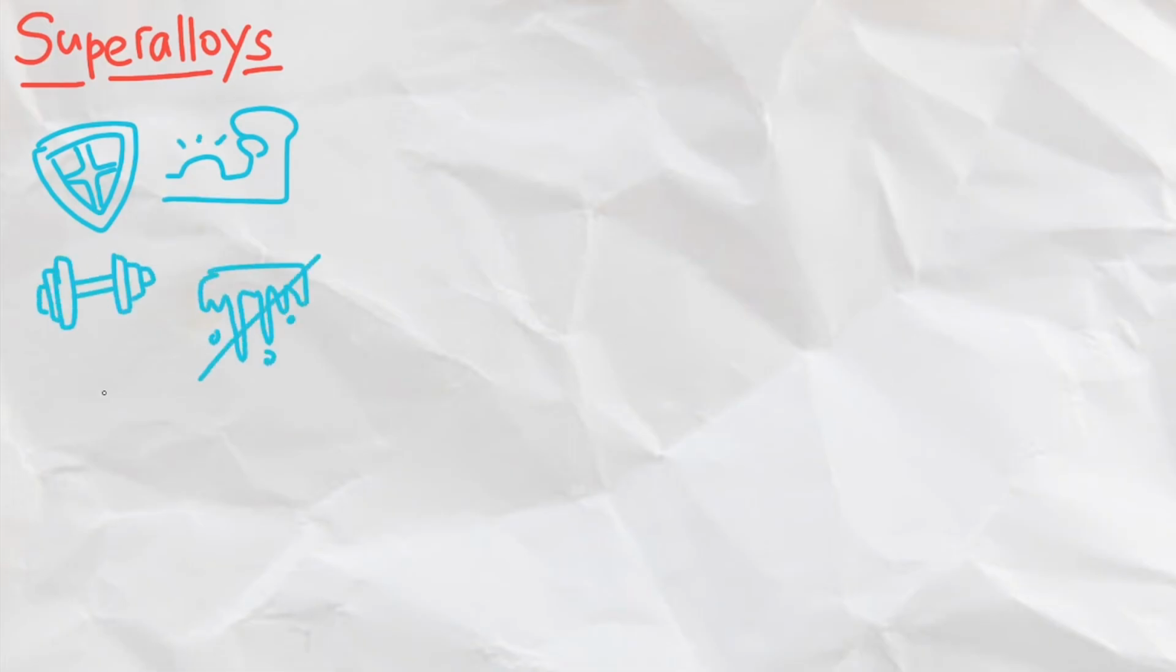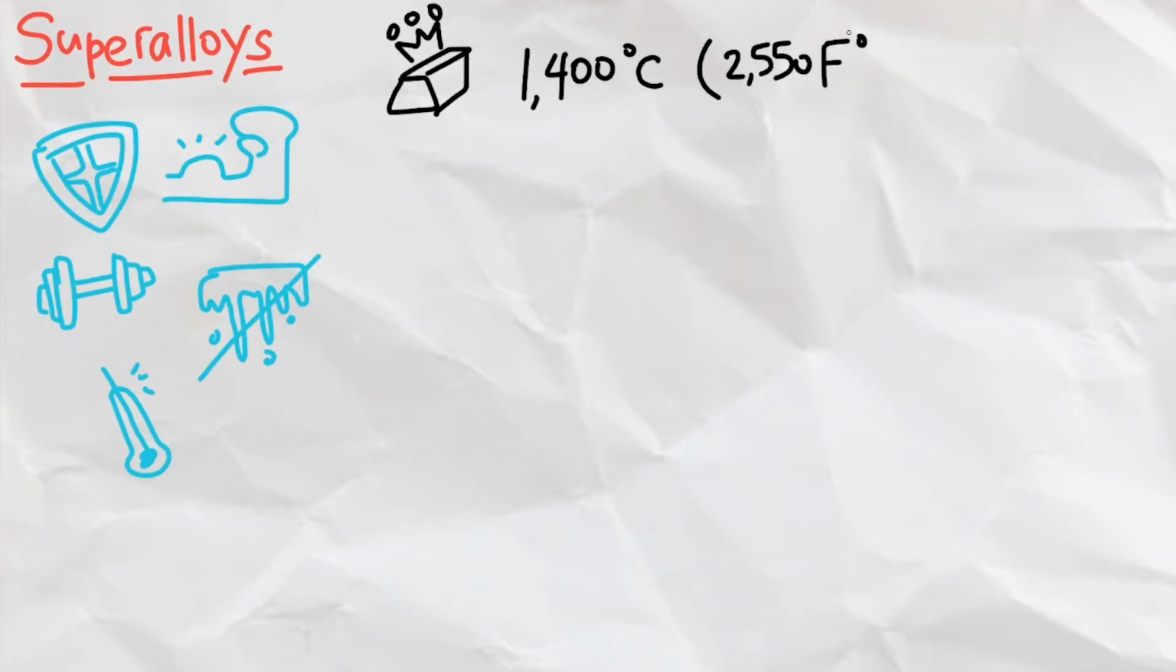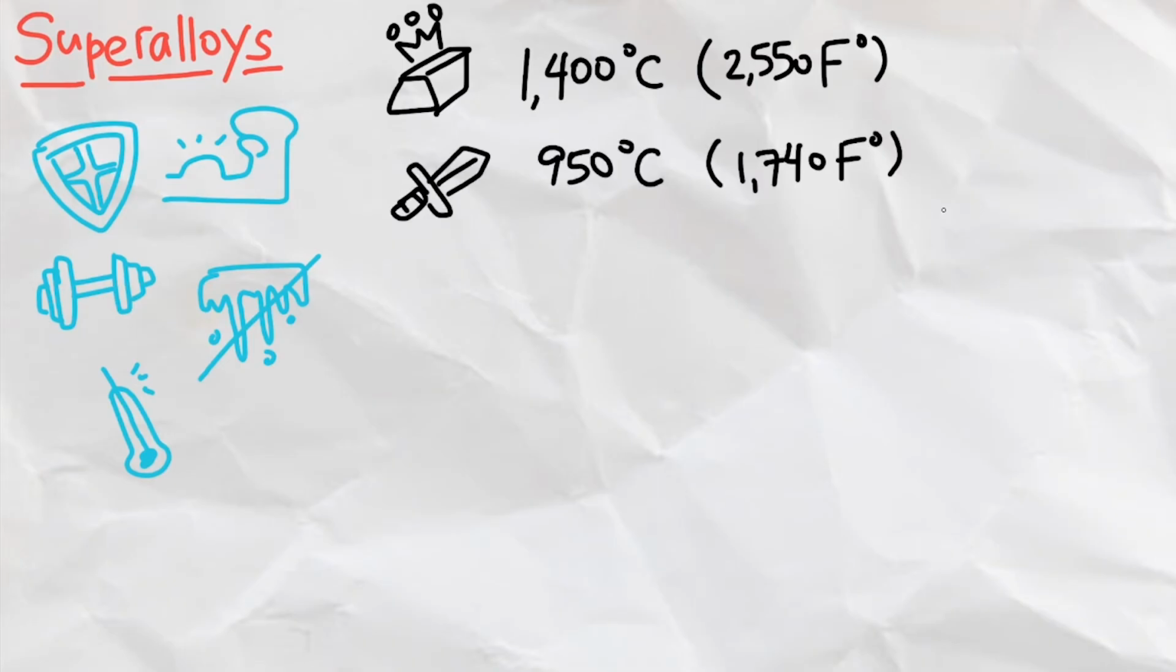These are alloys that are tougher, stronger, more durable, more corrosion resistant, and more temperature resistant than normal alloys. Superalloys can withstand temperatures beyond 1400 degrees. As a comparison, the melting point of bronze is around 950 degrees.